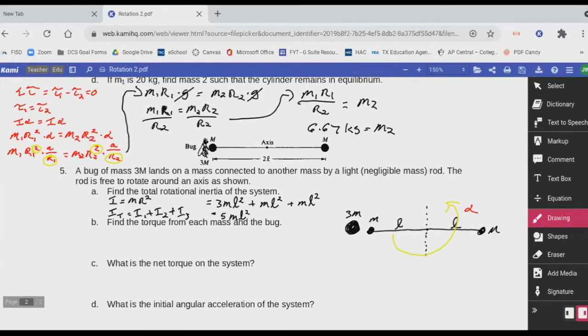So what if I numbered them in the diagram? I'll mark this one 1 and this one 2.